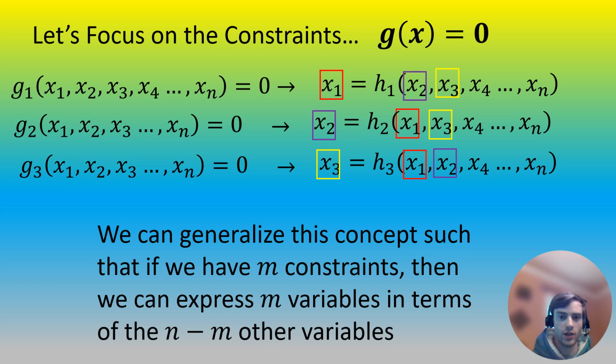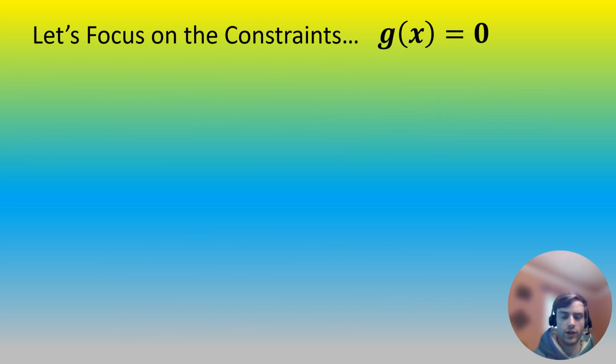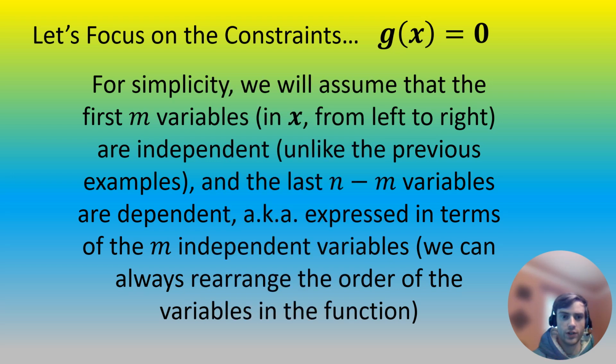You can express each one of those dependent variables, x1, x2, and x3, as n minus m other variables, or n minus 3 other variables, which would be x4 all the way to xn. So what we're going to do is express the first m variables as the independent variables, and the last n minus m variables as the dependent variables. What I mean by independent and dependent is that the dependent ones are the ones that are defined through the constraints, like we did on the last slide, and the independent ones are the ones that are left. So that's going to be the convention throughout the rest of this presentation.